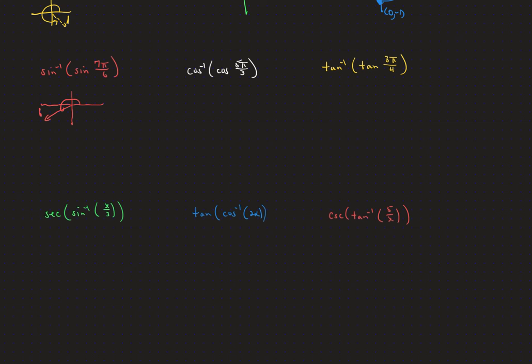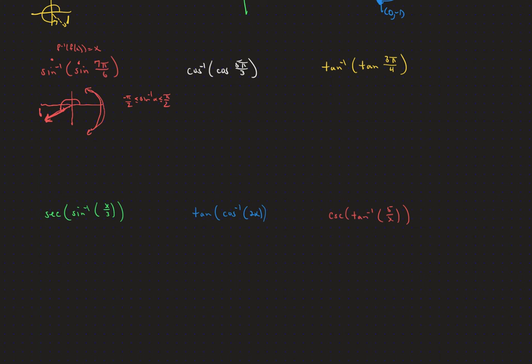Now, normally we would think that an inverse of a function, f inverse of f of x, would just cancel and give us that 7 pi over 6. But we have to remember that an inverse sine is going to be in between negative pi over 2 and positive pi over 2. So we need an equivalent angle for this 7 pi over 6 that's in between negative pi over 2 and positive pi over 2.